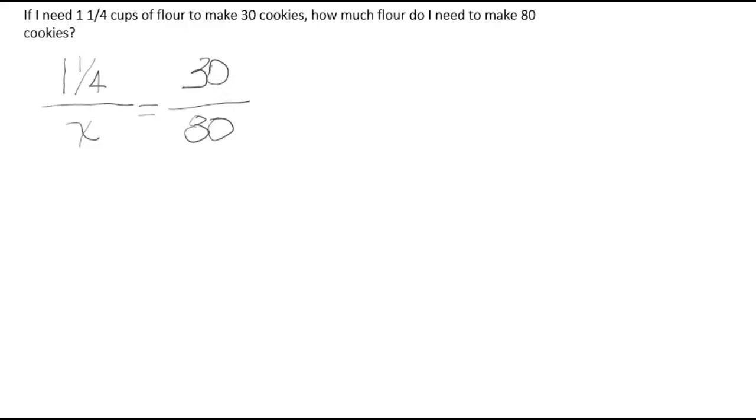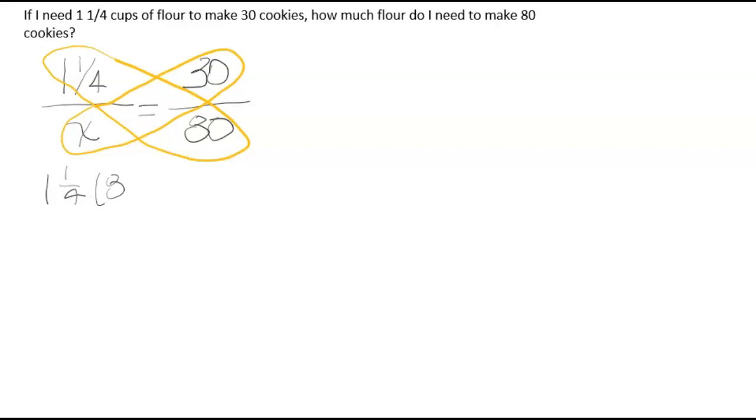And then, again as experienced algebra students, we say okay, we're going to cross multiply the top of one fraction by the bottom of the other one. So I have 1 1/4 times 80. That was supposed to be a 0, not a 4. 80 cookies. And the other way, 30 times, I don't know how much flour. Then I'm going to actually multiply 1 1/4 times 80, which is 100.